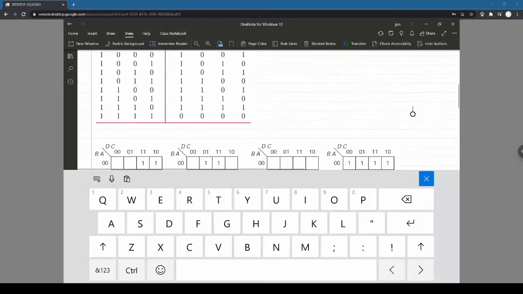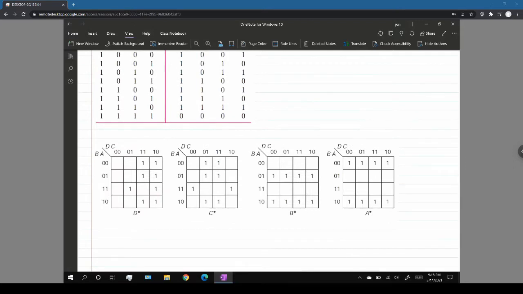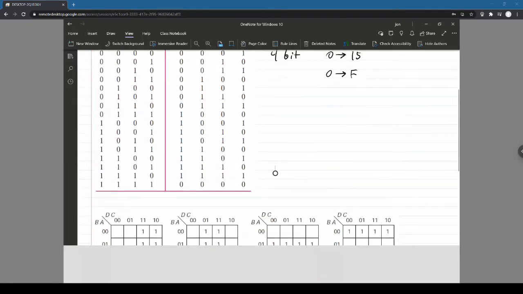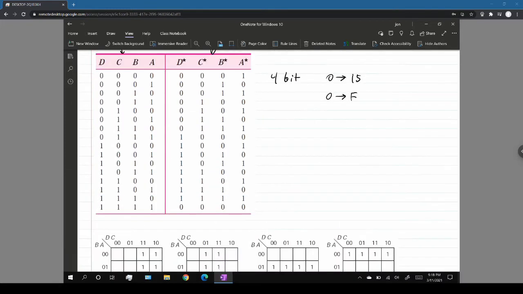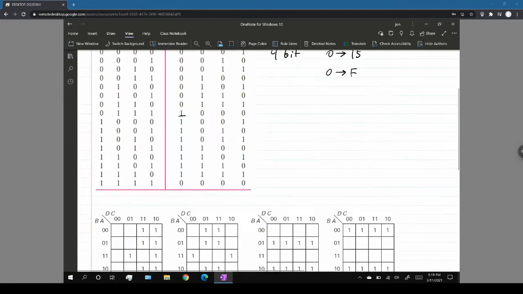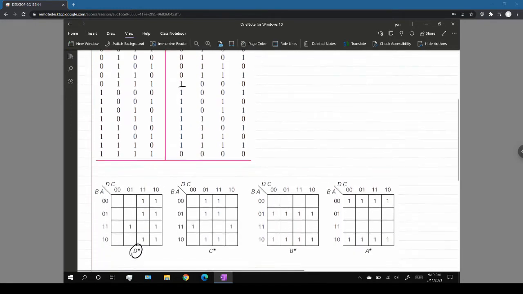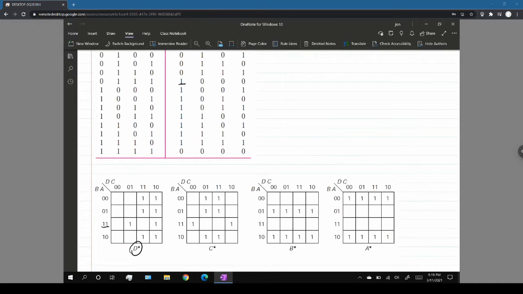So let's look at D here, D next state. We see that these are all zeros here. All of the next states for D is all 0 here, and then it becomes 1 right here. So let's see what this 1 corresponds to. It corresponds to 0, 1, 1, 1. So AB has to be 1, 1 right there.